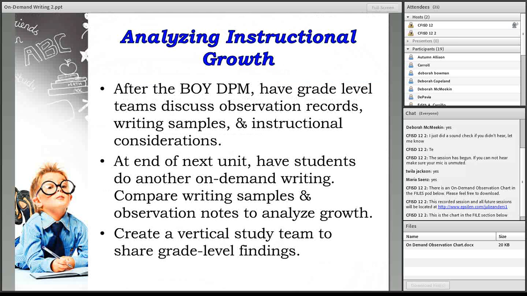So after the assessment has been given, one of the things that we really encourage grade level teams to do is setting some goals, is to bring your observation notes along with the writing samples so that you can have those discussions about what do you notice the children are doing well, or what behaviors did you notice, and you can use that to help you begin planning for instruction.